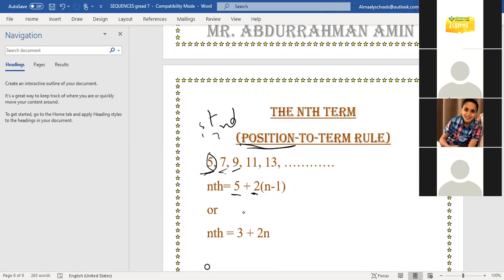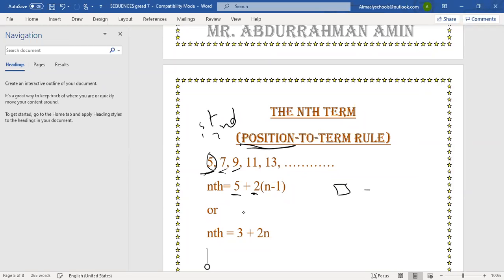So this is the rule. The rule says: the first term plus the constant difference multiplied by n minus 1. So this is the nth term. Understood, my sons? Good. So the first term plus the constant difference multiply n minus 1.